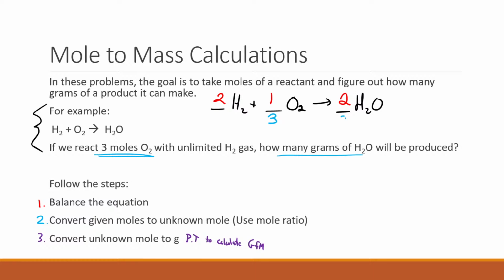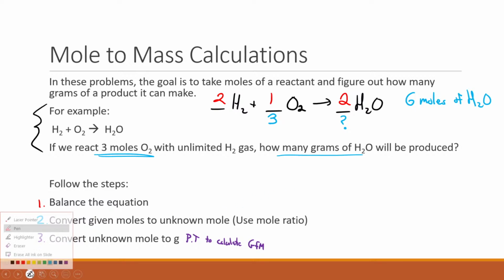Now, this question mark isn't going to give me grams of water. This question mark is going to give me moles of water. 1 over 3 equals 2 over x. 1 over 3 equals 2 over 6 moles of water. Right? That's not my answer, though. I have moles. I want grams. And so that's where this third step comes in.